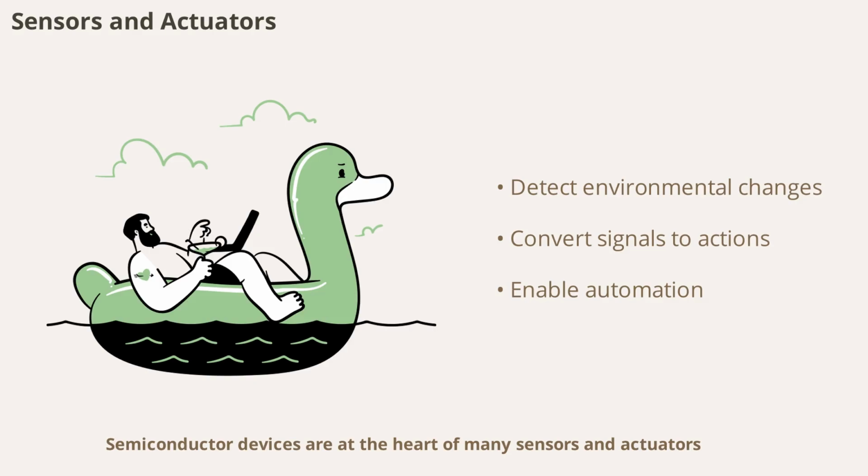Semiconductor devices are at the heart of many sensors and actuators. Sensors detect changes in the environment, such as light, temperature, or pressure, and convert them into electrical signals. Actuators use these signals to perform actions like turning on a motor or adjusting a display. Together, they enable automation and smart technology.